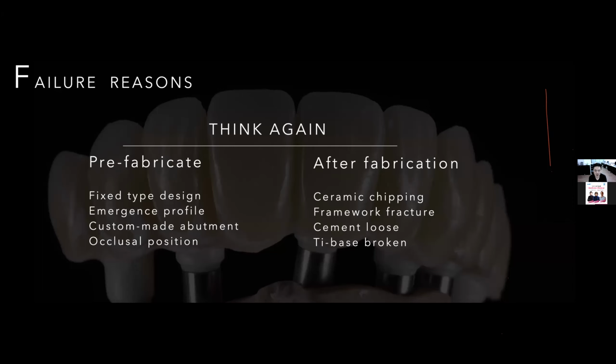But after fabrication there are problems, maybe ceramic chipping or framework fracture. These two problems may come from the dentist or from the patient. Even if we do everything well, some problems are not 100% under our control, but we can prevent them. We can think about how to design and how to do better. So I think without the porcelain layer there is no chipping. Maybe we can make sure and take care of the back procedure. We can reduce the framework fracture rate.